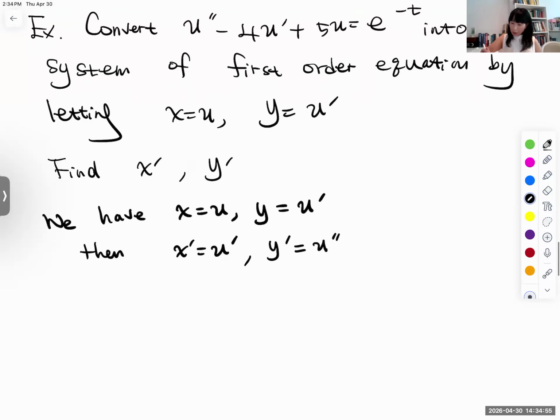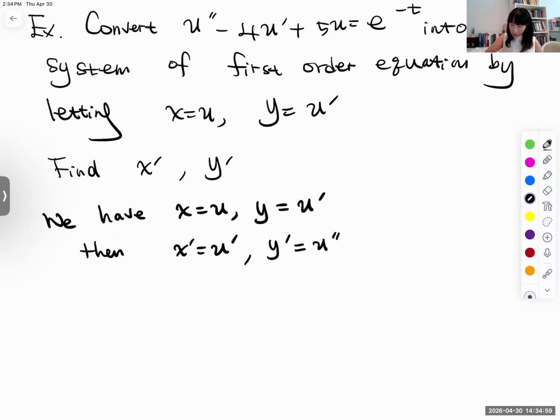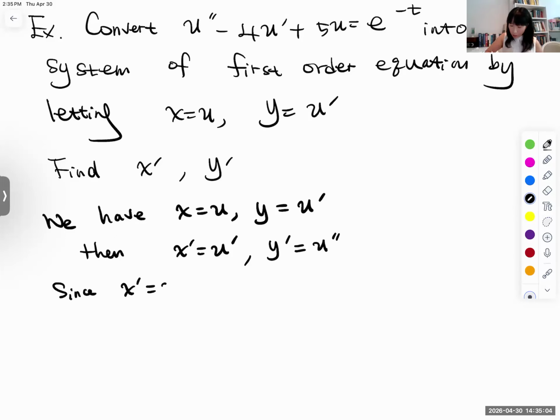Okay. Then look, since x prime equal to u prime, then what's the u prime? We get y, right? So we have y. Done. Yeah. Does x prime equal to y? All right. What about y prime? How do you find the y prime?